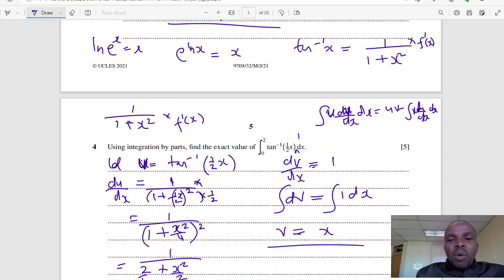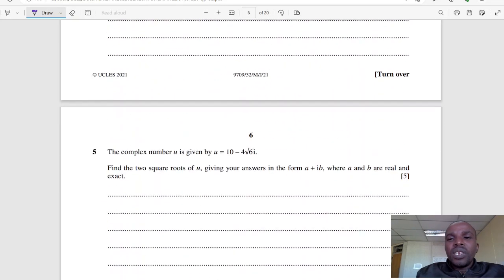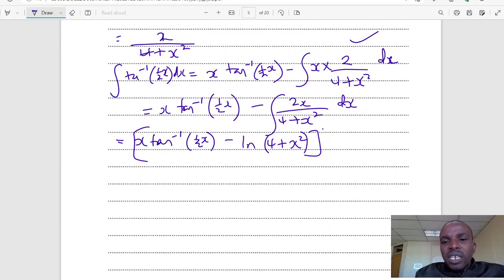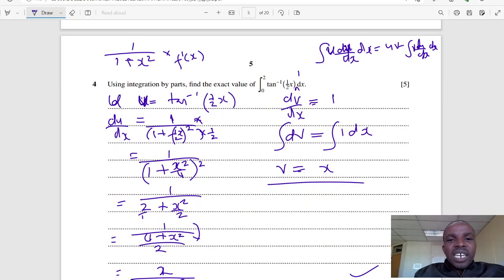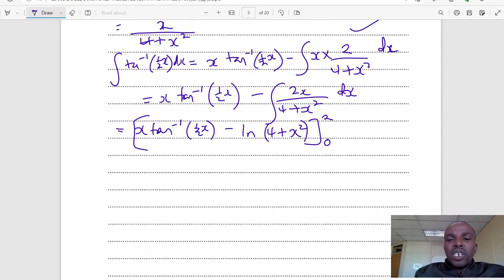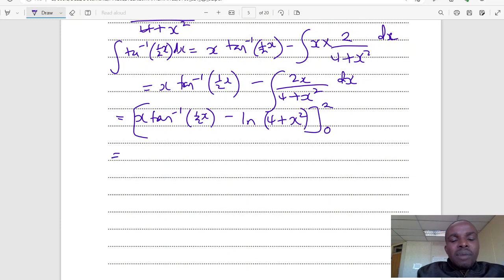Let me check. We have limits 2 and 0. So we have to put our limits, so it's 2 and 0. Right now we have to put our x = 2 and our x = 0. Then do you have to find it as exact? Yes, find the exact value of, not as a decimal number.